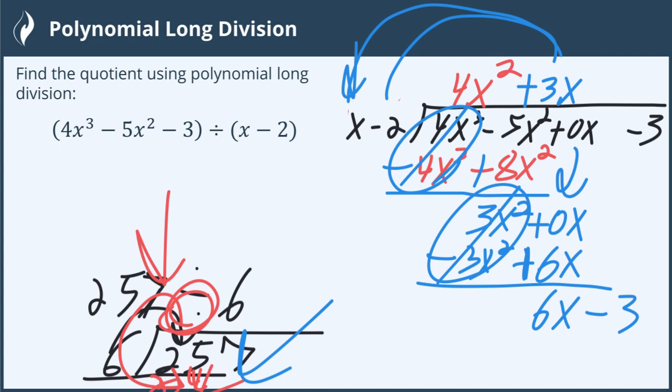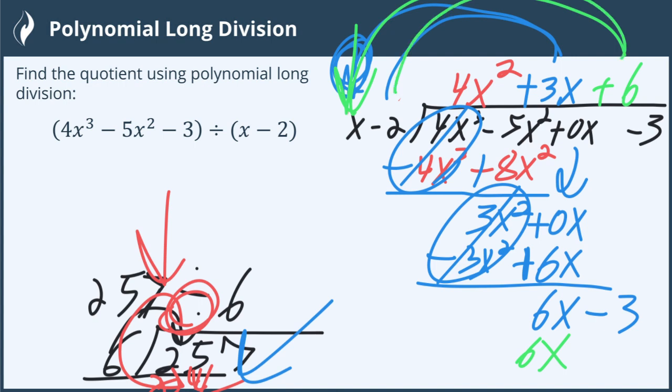Okay, same step up here. You got to ask yourself, what will make an x a 6x? Well, a 6. 6 times x is 6x. That's right. 6 times negative 2 is negative 12. Well, when we draw a line and change our signs, then combine, we get 9. Well, there's no x left.